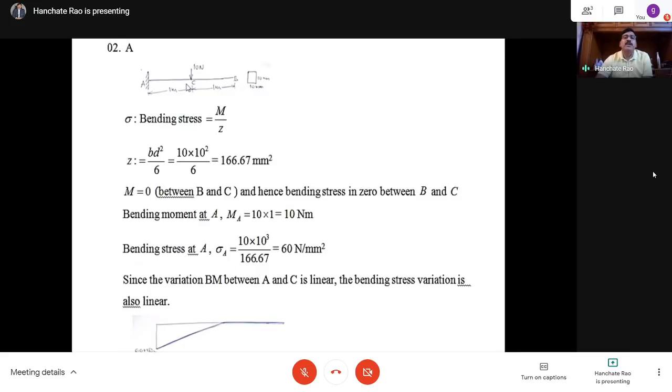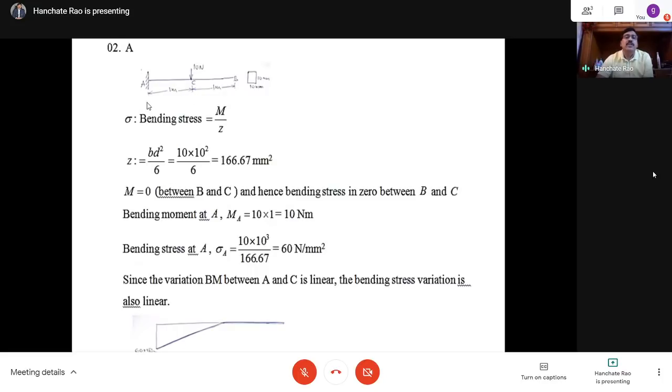Bending moment at A is what? 10 into 1. Okay, bending moment at A is 10 into 1. So 10 by Z, 166.7. So that is 60 newtons per mm square is the bending stress at A. So from here to here is horizontal line. From here it is 0. Here it is 60. So the variation is linear. Bending stress variation is linear.